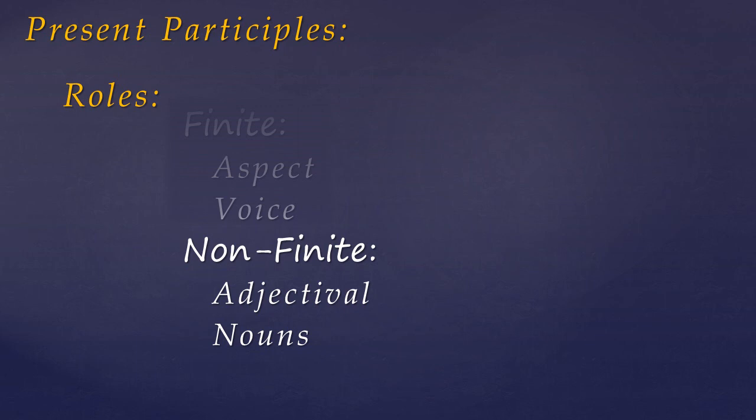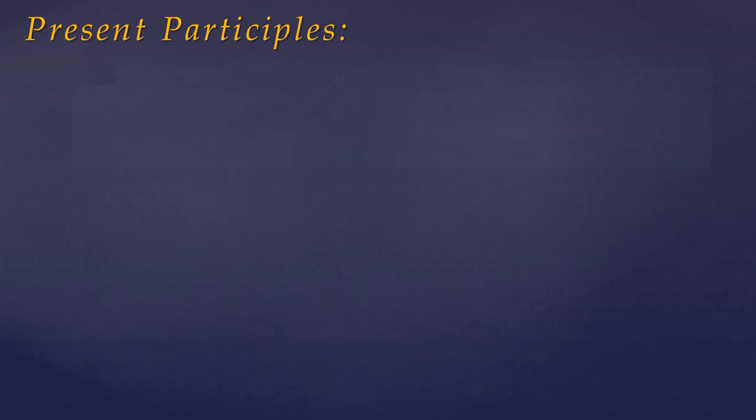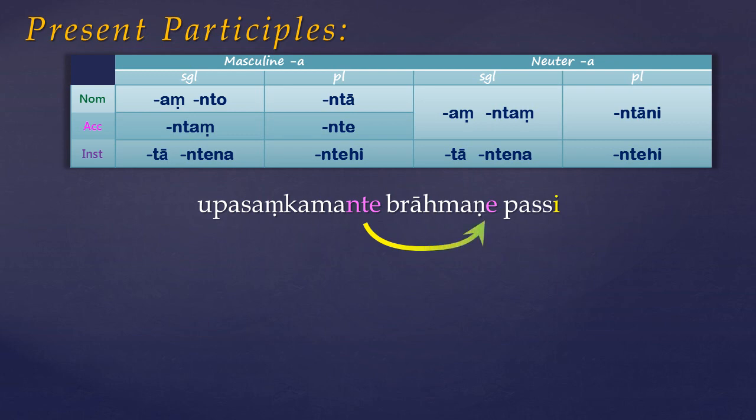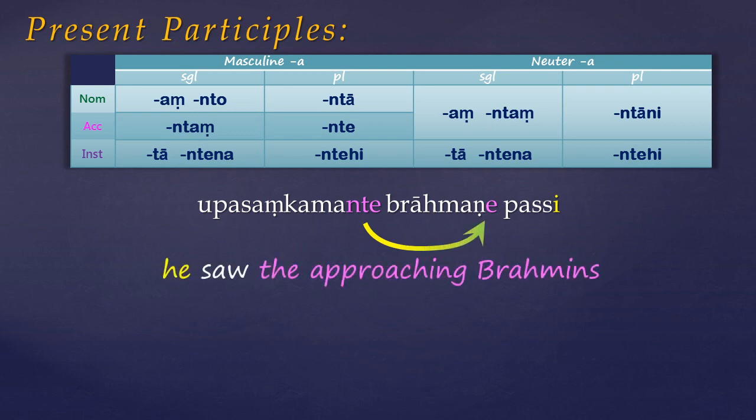So now if we push a bit deeper, like past participles, present participles can act as simple adjectives, in which case they agree with the nouns that they qualify. So here, upasankamante is both plural and an accusative case, because brahmano is plural and is the object of the verb to see.